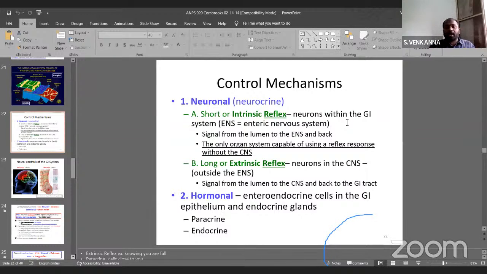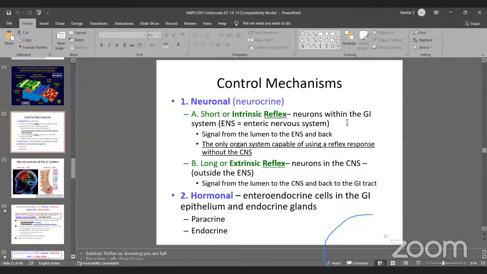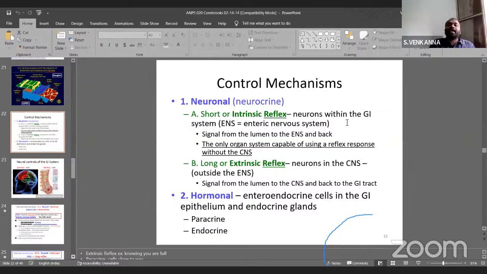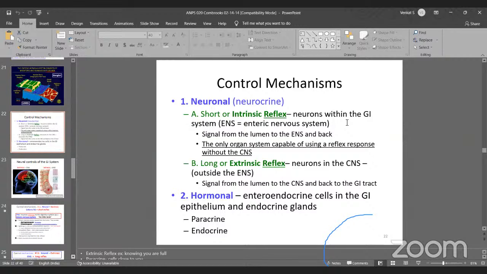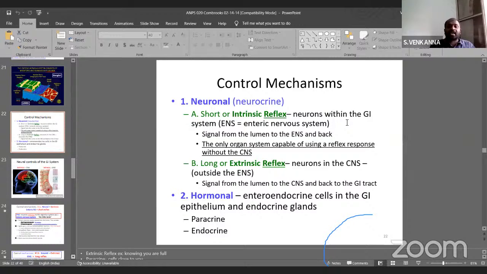Then the next one is the long or extrinsic reflex. It involves the nerves of the CNS outside the ENS. The long functions are controlled by the central nervous system. The signal goes from the lumen to the CNS and back to the gastrointestinal tract.